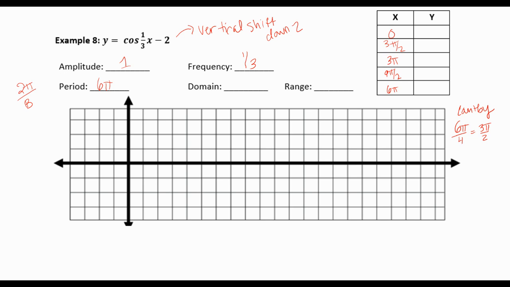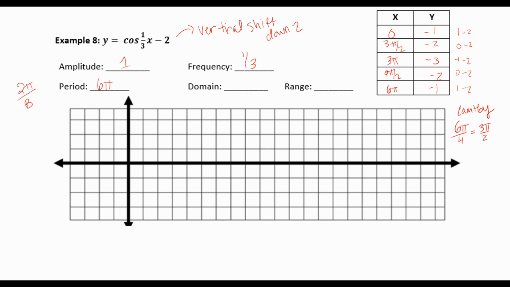Cosine would start at 1, 0, negative 1, 0, 1. We don't have an amplitude, but we do have a vertical shift down, so everything is going to be subtracted by 2 to show that our midline is now y equals negative 2. So we have negative 1, negative 2, negative 3, negative 2, negative 1.